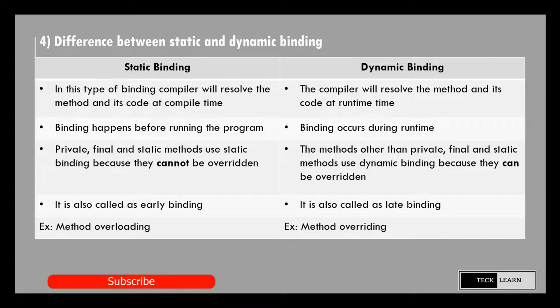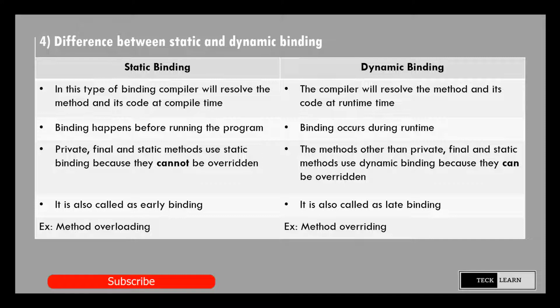Next question is: difference between static and dynamic binding. In static binding, the compiler will resolve the method and its code at compile time, whereas in dynamic binding, the compiler will resolve the method and its code at runtime. In static binding, binding happens before running the program, whereas in dynamic binding, binding occurs during runtime.